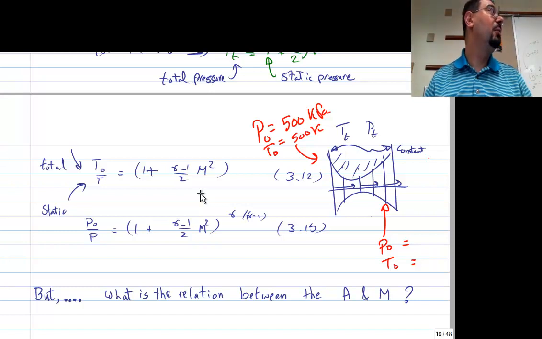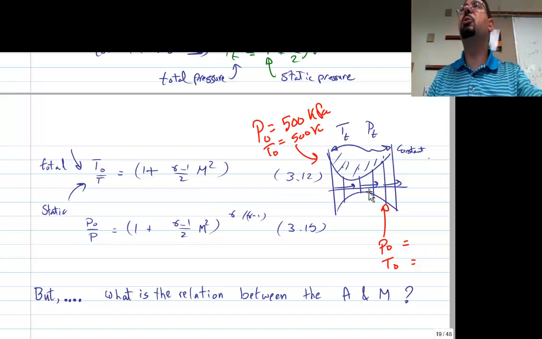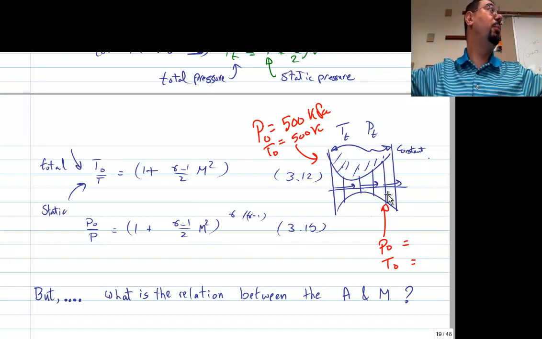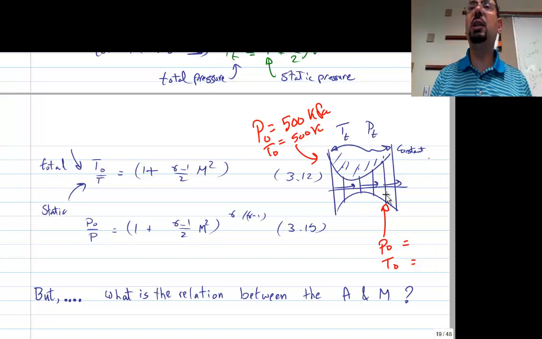And we are done. Because if I tell you, here is a relation between the Mach number and the area, and the area gets 2 times bigger, the Mach number gets 5 times bigger, you just take this new Mach number, plug it in here, and get the new temperature and new pressure.